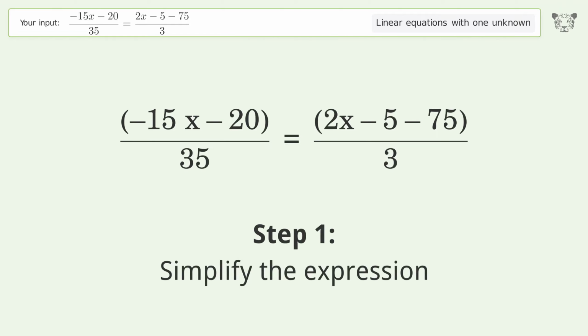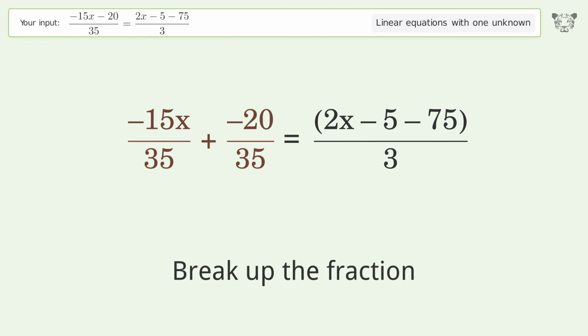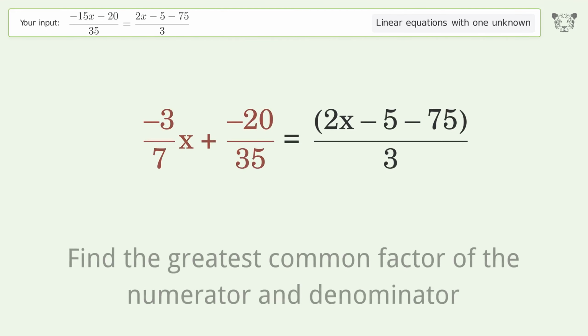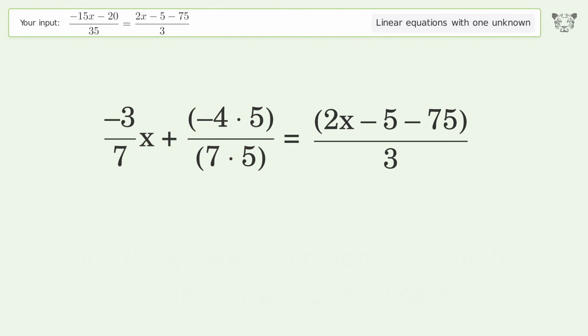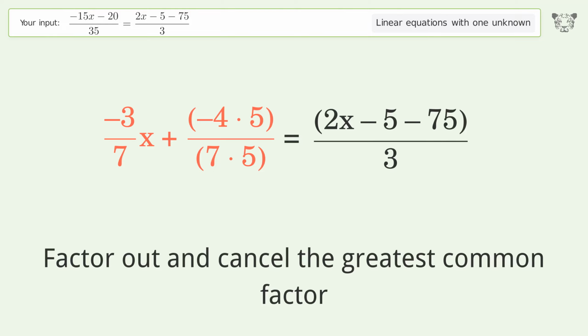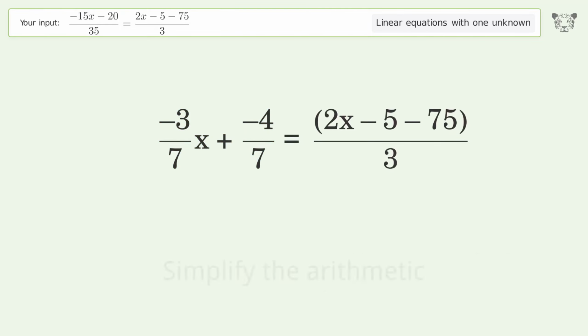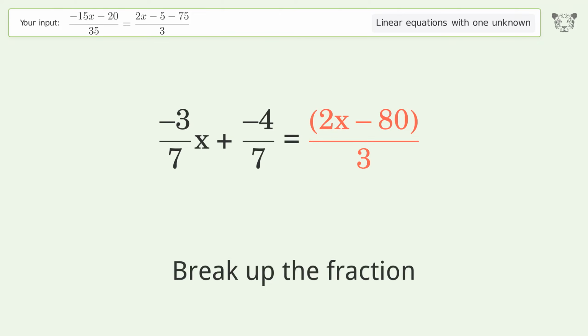Simplify the expression. Break up the fraction. Simplify the fraction. Find the greatest common factor of the numerator and denominator. Factor out and cancel the greatest common factor. Simplify the arithmetic. Break up the fraction.